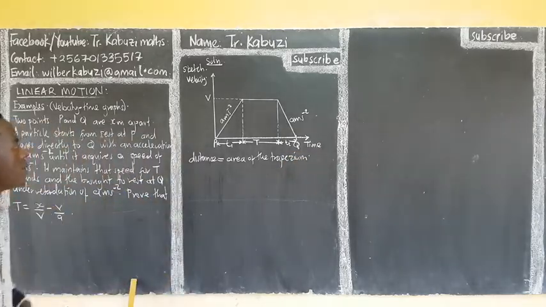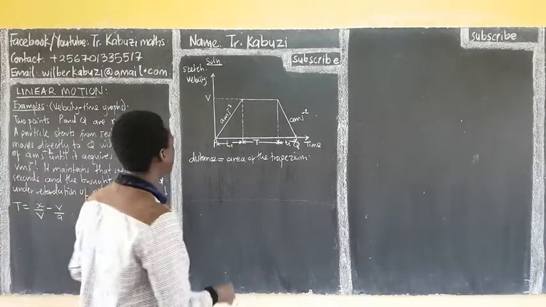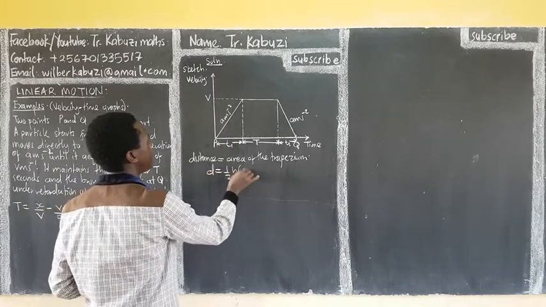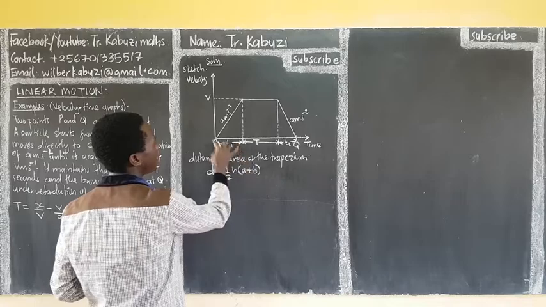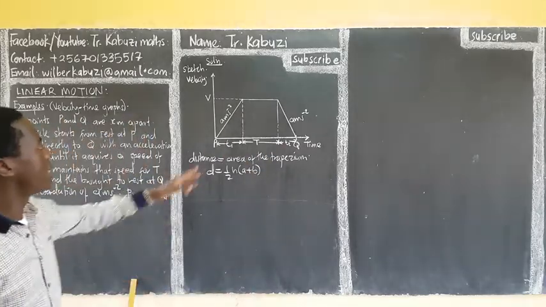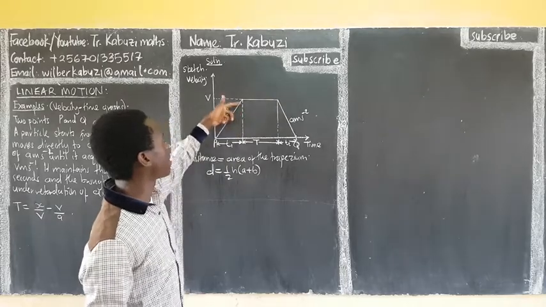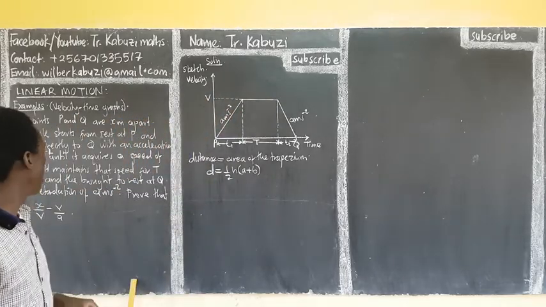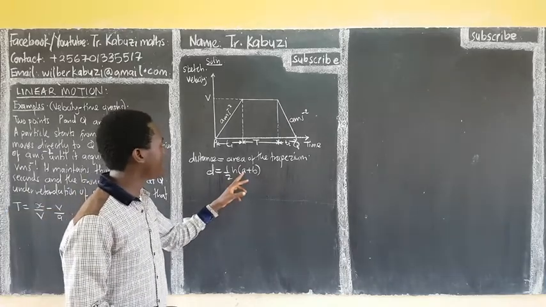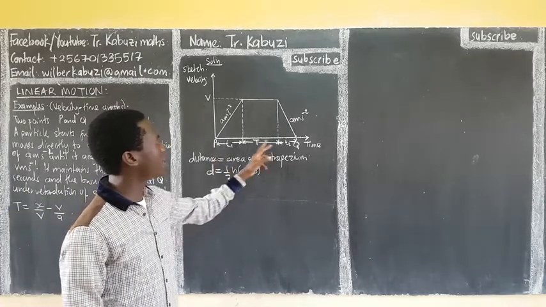So what do we have? To get the area of the trapezium, our distance will be equal to half h into a plus b. The longest side, then this short side here, and then the height from here to here. But our height is V. Now, how do I get this longest side?